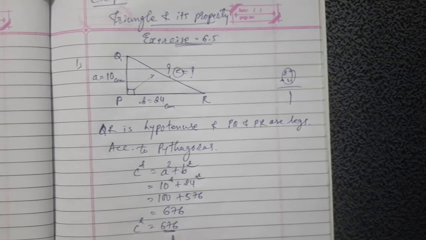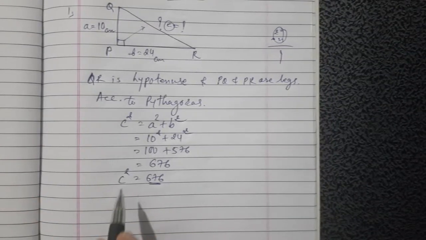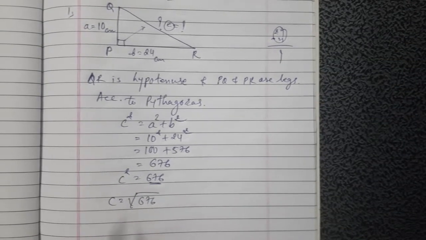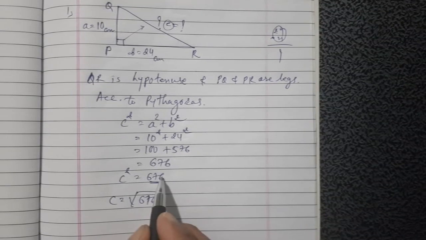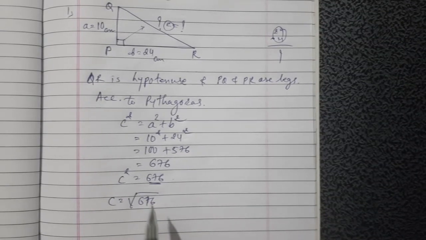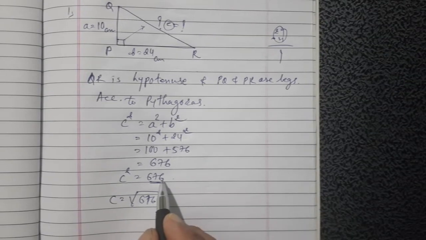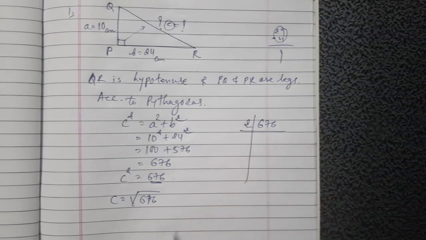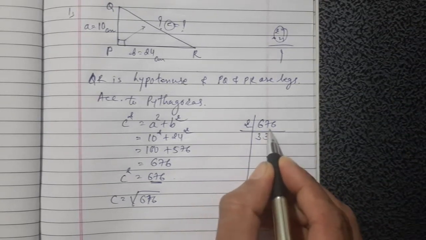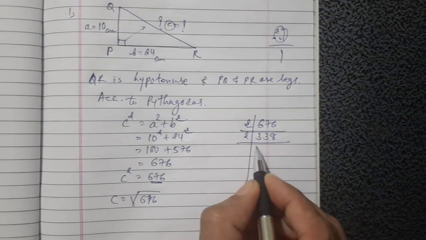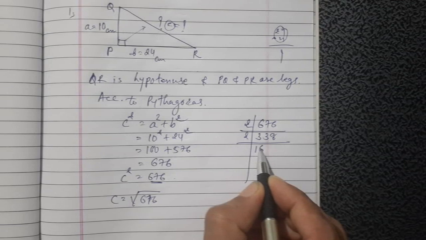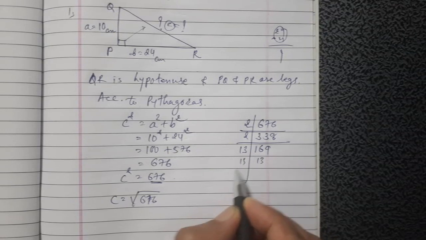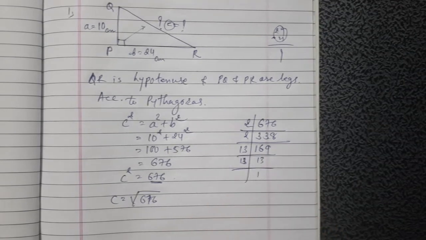So you just convert 676 into square form, otherwise find the square root of that one. So C equal to square root of 676. For that, find the prime factors of this one. For the prime factors of 676, first we divide by 2. 2 threes are 6, 2 eights are 16; again 2 ones are 2, 2 sixes are 12, and 169. Now 169, we know that is the square of 13, and 13 ones are 13.